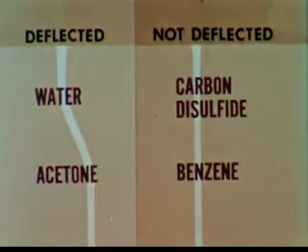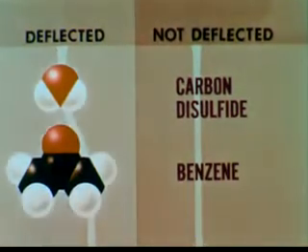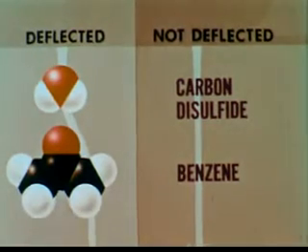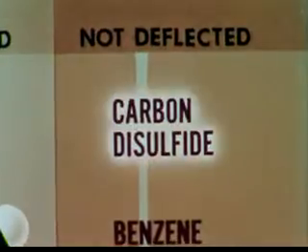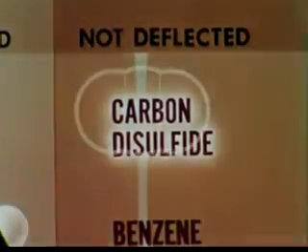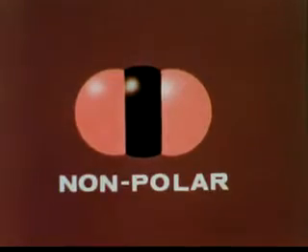Thus far, we have accounted for the behavior of water and acetone. Now let's see if we can account for the behavior of the non-deflected substances. We'll begin with carbon disulfide. The molecule consists of two sulfur atoms and one carbon atom. There may be a dipole between the carbon atom and each sulfur atom, but because the molecule has a linear shape, with the two ends identical, the two dipoles cancel each other. Such a molecule is called nonpolar.